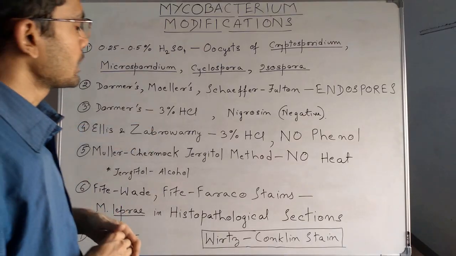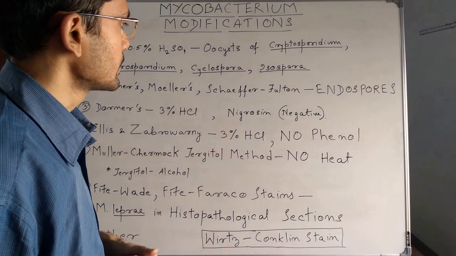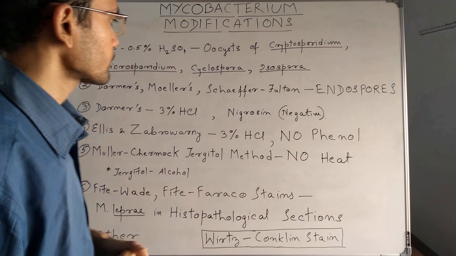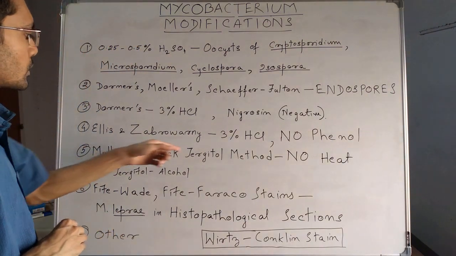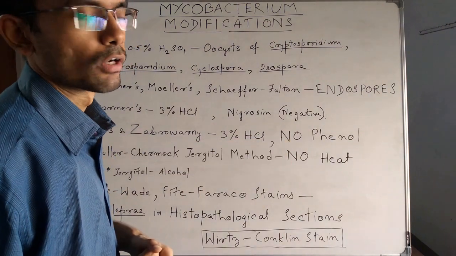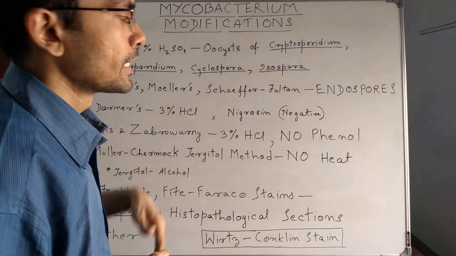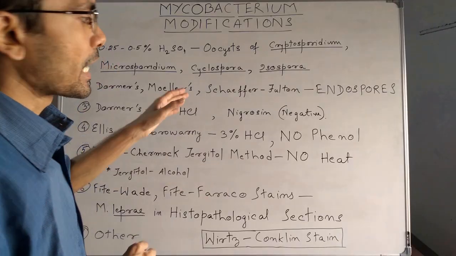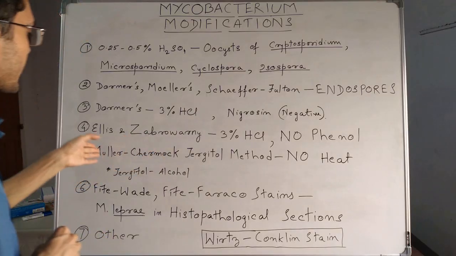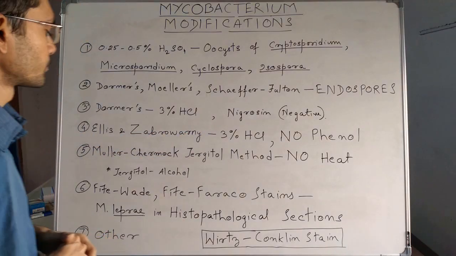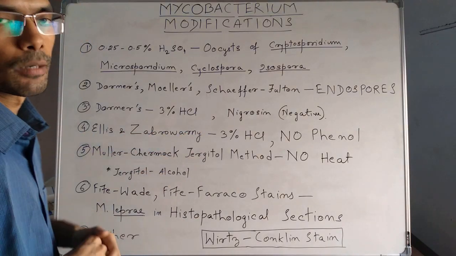Ellis and Zabrowanny stain also uses 3% hydrochloric acid, but uses no phenol. In Muller-Chernoff-Turchitol method, there is no heating involved, where it becomes an exception. In all these techniques, the primary stain is heated, which is not the case with Muller-Chernoff-Turchitol method. And Turchitol is another alcoholic compound just like phenol.